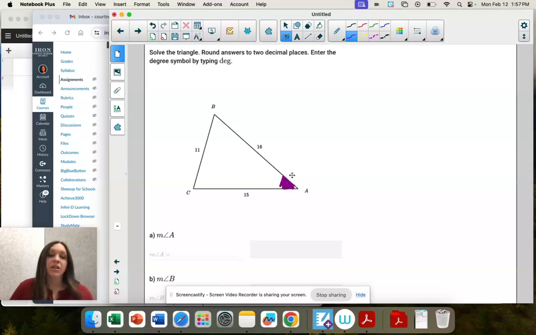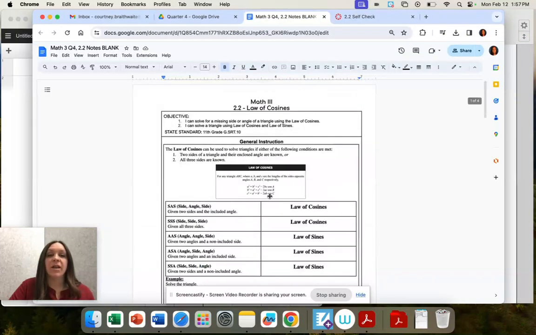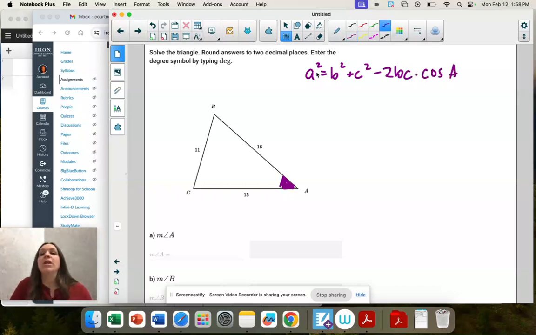When you're looking at your 3 formulas for law of cosines, only one of them has angle A. The first one, a squared equals. So we're going to use that one. A squared equals b squared plus c squared minus 2bc times cosine of A. We know all the sides, but we don't know the angle. So let's put in all the sides. 11 squared equals 15 squared plus 16 squared minus 2 times 15 times 16 times cosine of A.